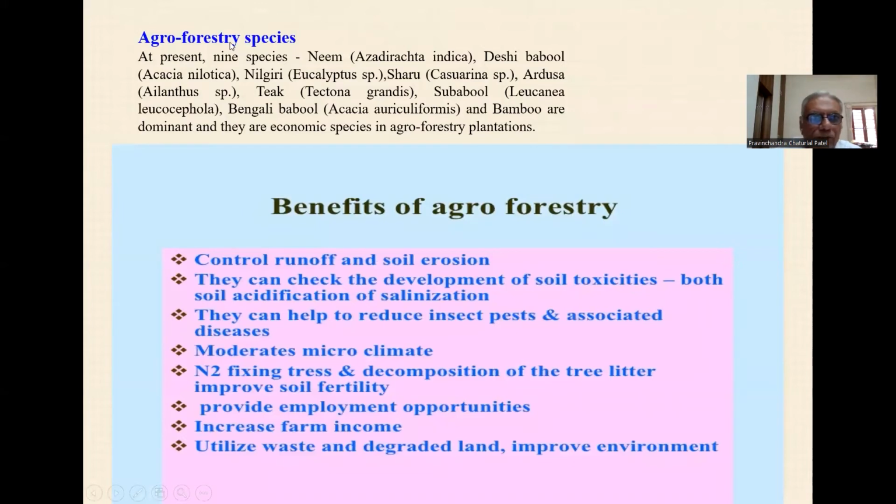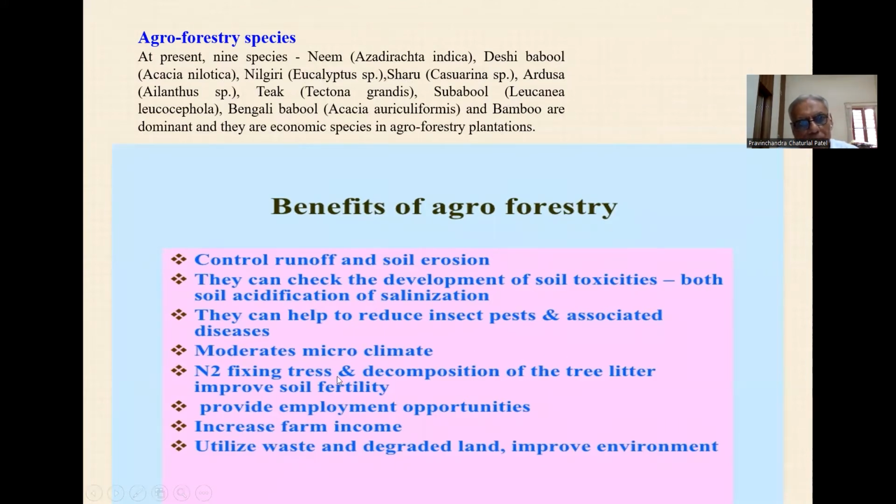Then agroforestry species. So at present, species like neem, desi babul, nilgiri, eucalyptus, saru, casuarina, ardusa, teak, subabul, Bengali babul, and bamboo are dominant, and they are economic species in agroforestry plantations.